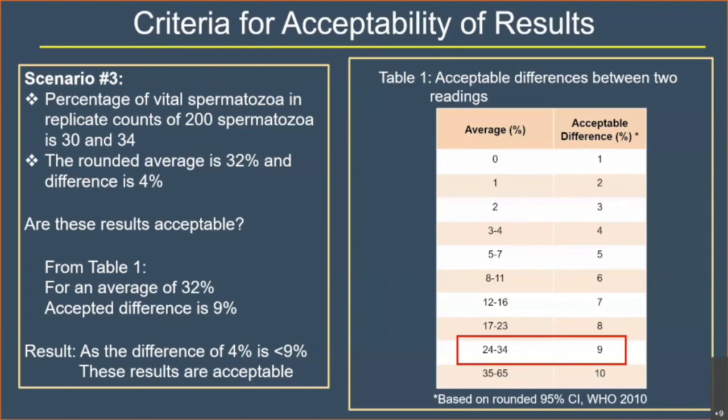Are these results acceptable? Again, if we look into the table on the right, we find that for an average of 32%, the acceptable difference is 9%. And this is matching with the difference that we are getting, which is 4%. And as the difference is less than 9%, these results are acceptable. Next slide, please.